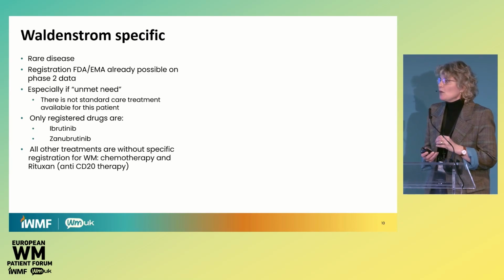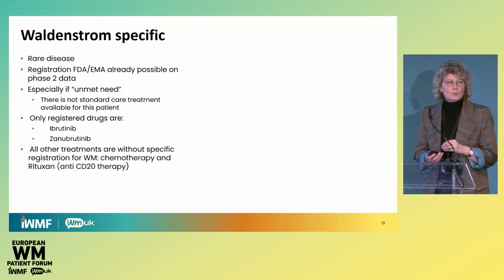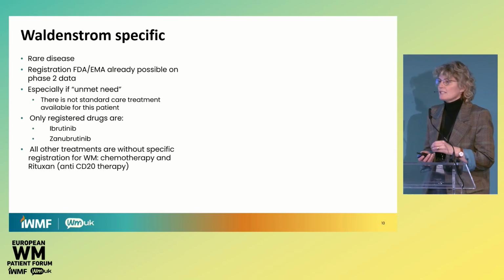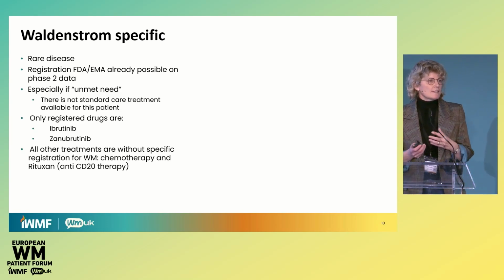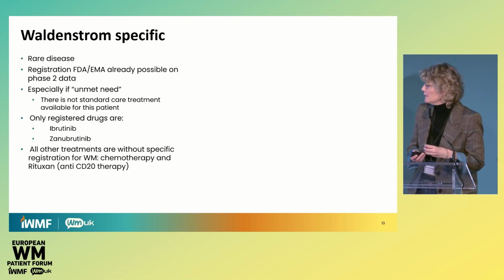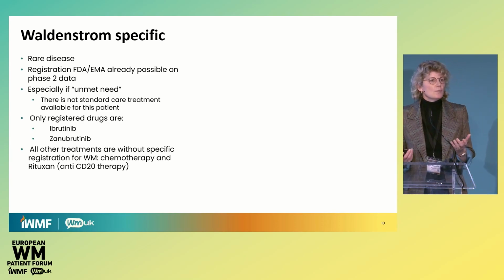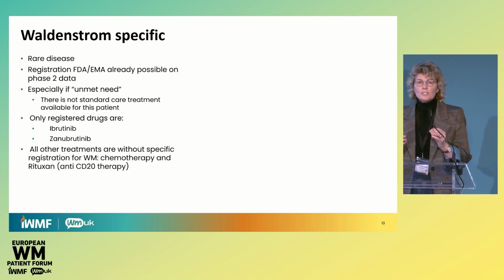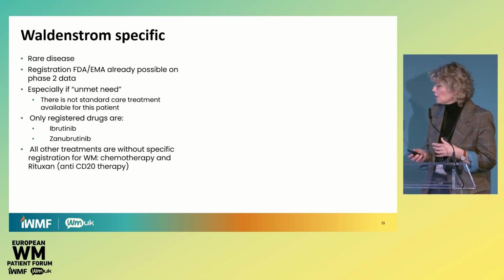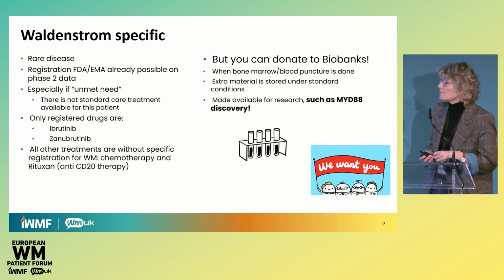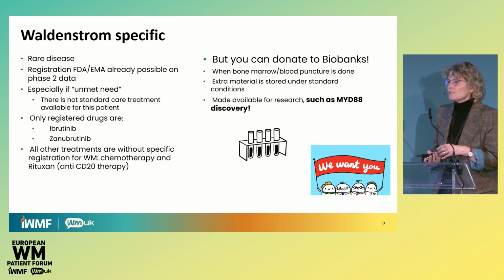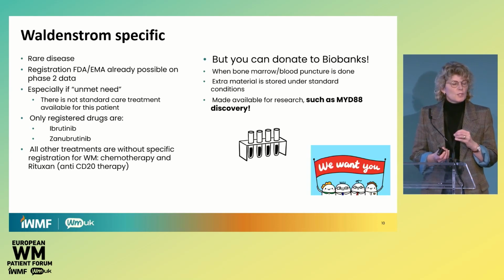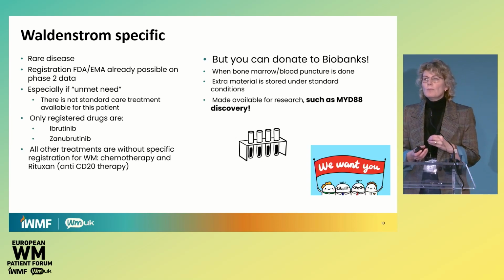At the moment, we only have 2 drugs registered for Waldenström's disease. That's ibrutinib and zanubrutinib. And all the other drugs, like the chemotherapy and the anti-CD20 therapy, the Rituxan, they were tested in non-Hodgkin lymphoma patients in which Waldenström patients participated. But it didn't lead to a specific registration, but we can use it because it's registered for non-Hodgkin lymphoma patients. So there's not often an option to participate in trial, but what you can do is donate to biobanks.